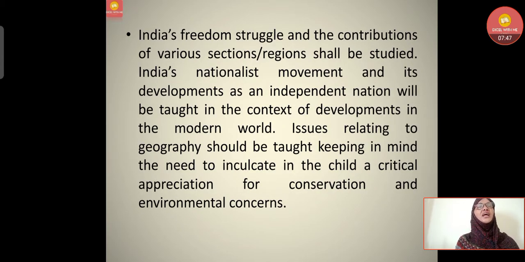India's freedom struggle and the contributions of various sections or regions shall be studied. India's nationalist movement and its developments as an independent nation will be taught in the context of developments in the modern world. Issues relating to geography should be taught, keeping in mind the need to inculcate in the child a critical appreciation for conservation and environmental concerns. That is very important. Already I have discussed this point. The children should understand how to conserve water and what are the environmental issues which are very sensitive to be dealt with.